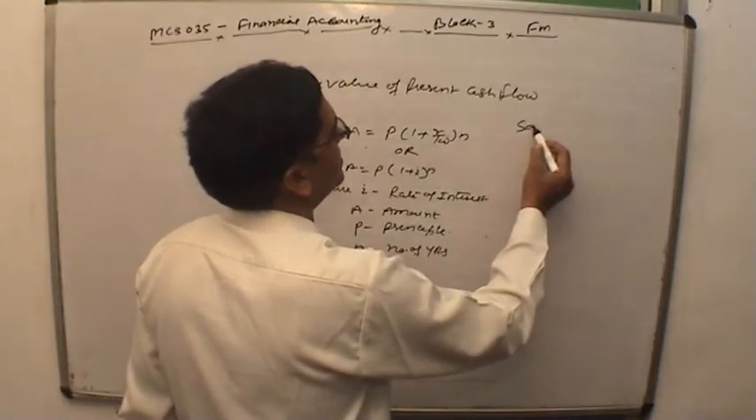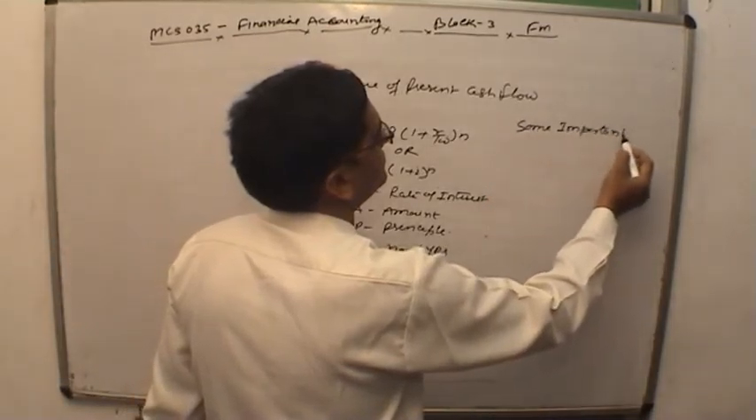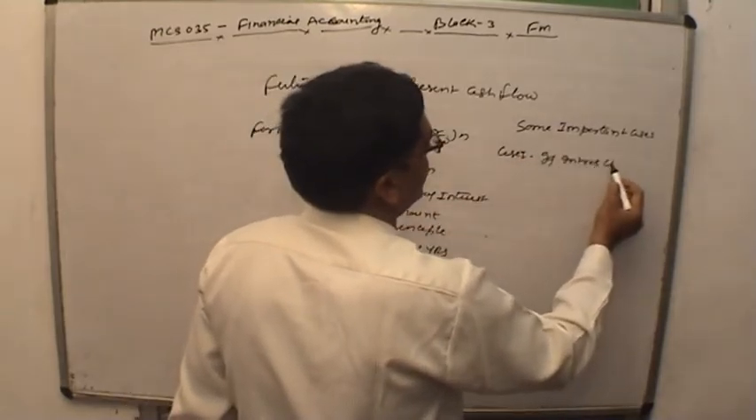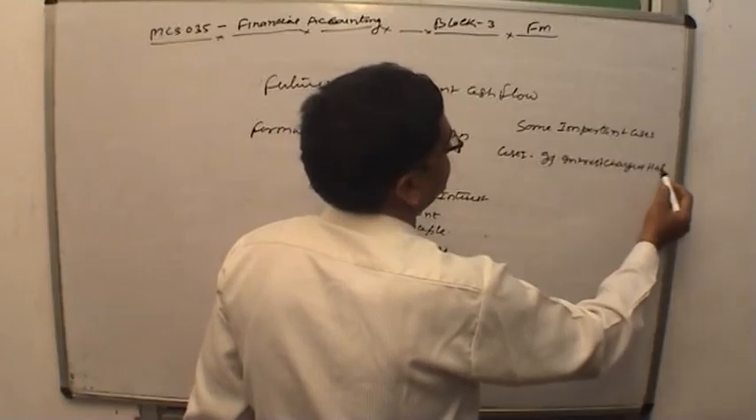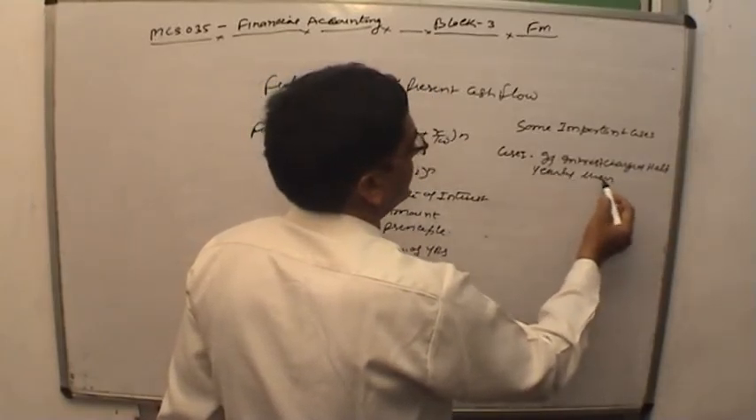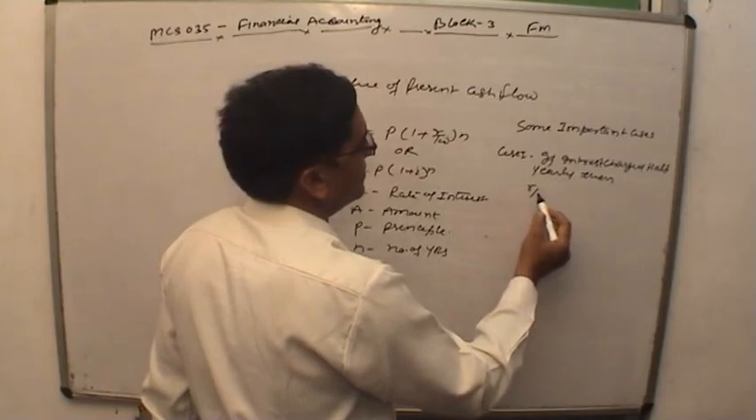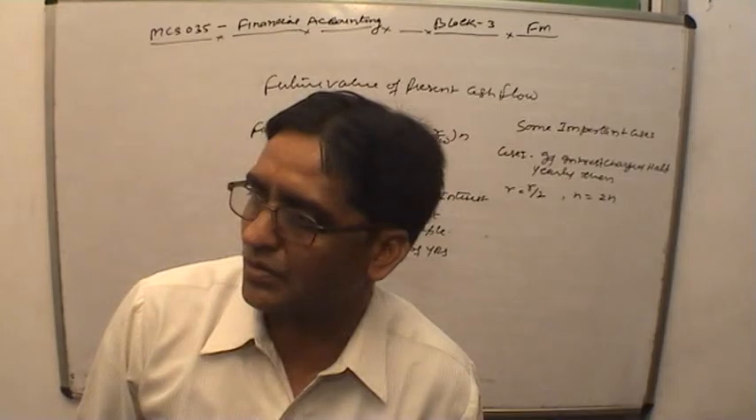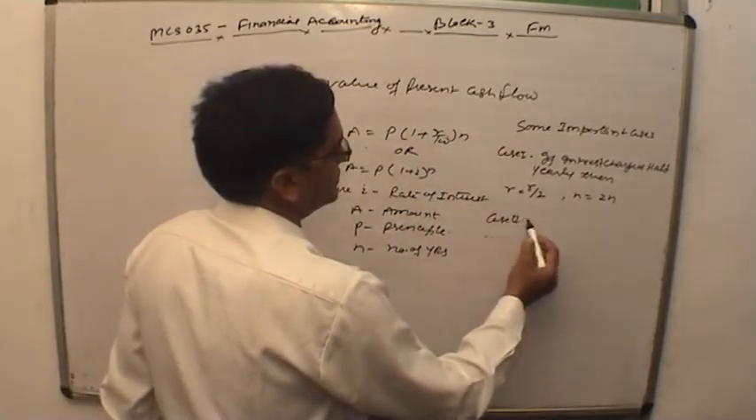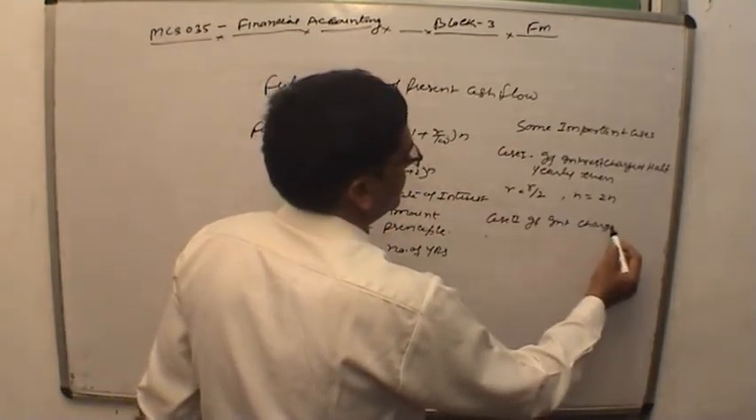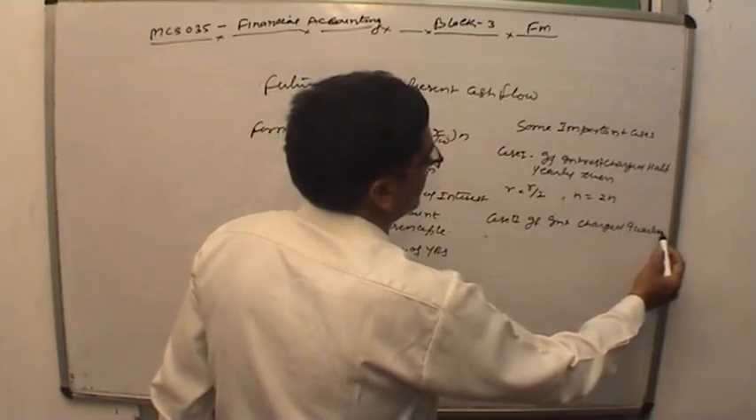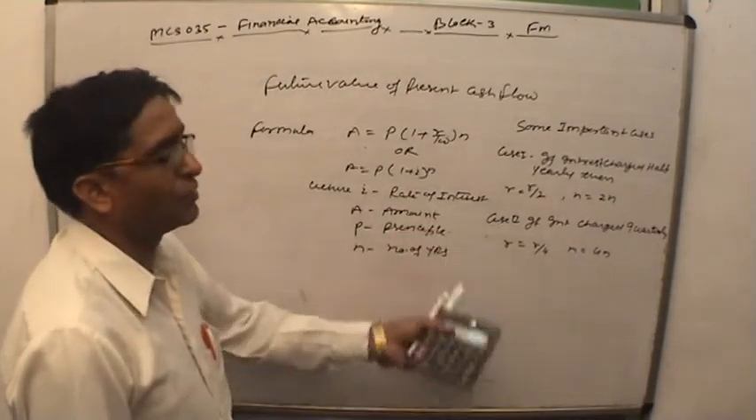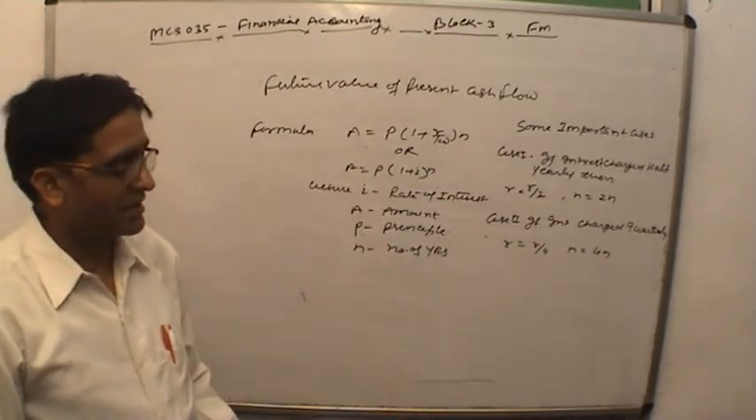There are some cases for the formulas. First, if interest is charged half yearly, then the rate becomes R by 2 and n becomes 2n, so time becomes 2 times. Second, if interest is charged quarterly, then the rate becomes R by 4 and n becomes 4n. There are only these two other cases which can be used in these formulas.